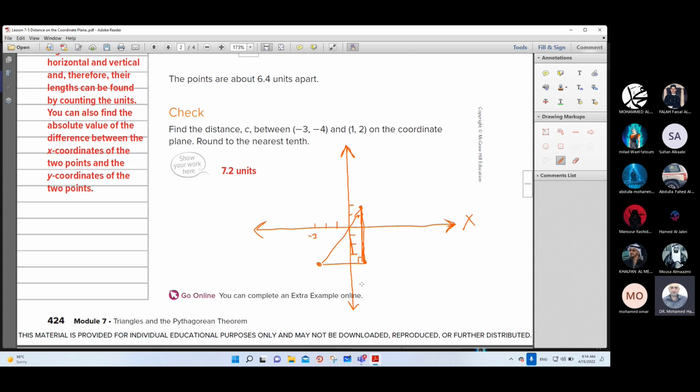Now, count here how many units you have. You have 1, 2, 3, 4. So here you have 4 units. And count here how many units. 1, 2, 3, 4, 5, 6 units. You have here 6 units. Suppose this is A, and this is B, and this will be C. Because you have a right triangle, we can use the Pythagorean theorem. So we can write the rule: a squared plus b squared equals c squared.